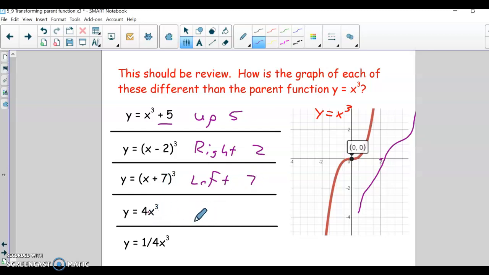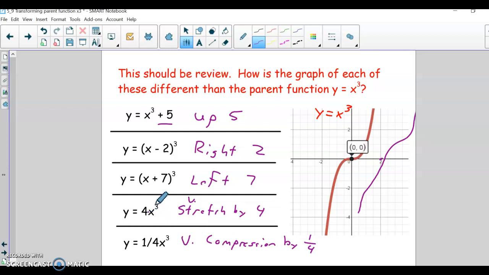The 4 in front is going to be a stretch by 4. And I should say vertical. So when we stretch or compress, it's always in the vertical sense. You have to imagine pulling it vertically, so it'll go up faster than it did before. And if the number is between 0 and 1, that's going to be a vertical compression. We say by factor 1/4, because we're multiplying by a fourth. So multiplying is either a stretch or a compression, depending on how big the number in front is.